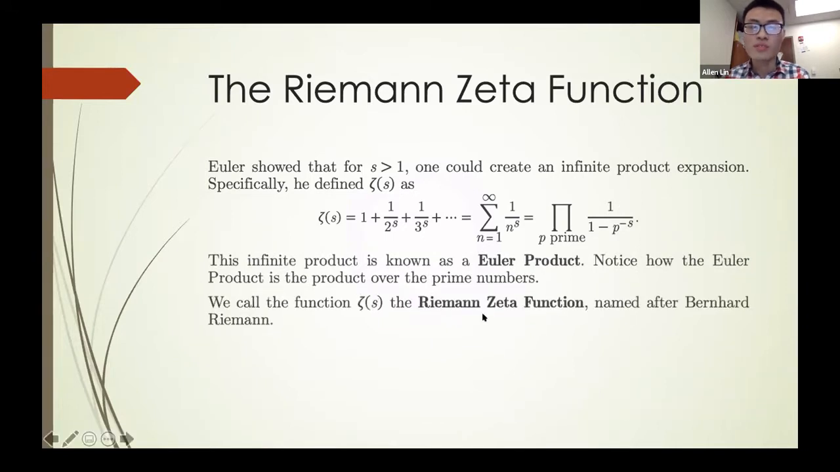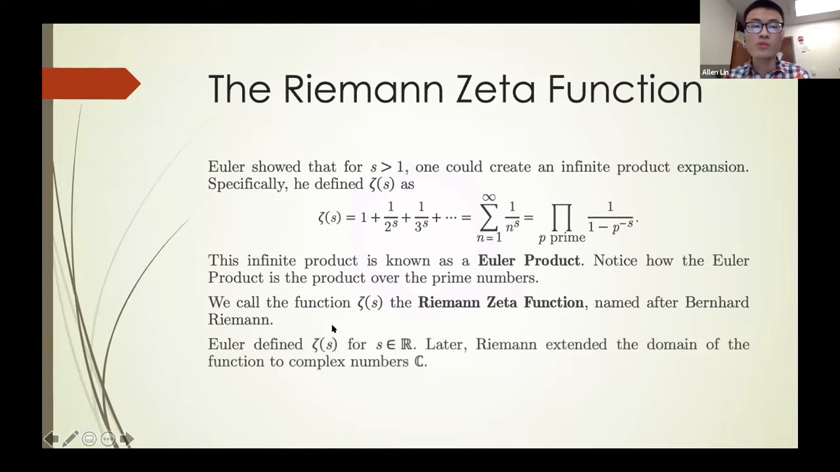This is known as the Riemann zeta function, named after Riemann in the 1800s. Euler defined zeta of s for all real numbers. Later, Riemann extended the domain to all complex numbers. He did so in his memoir in 1859.